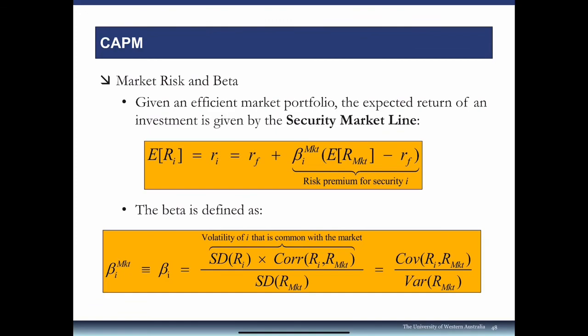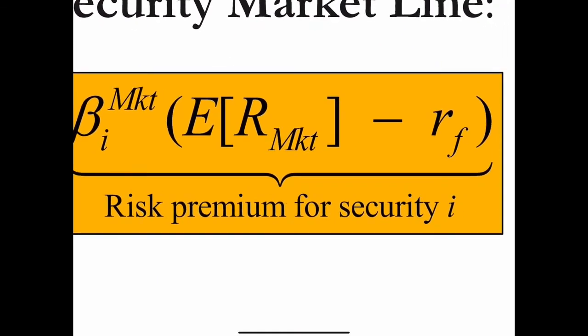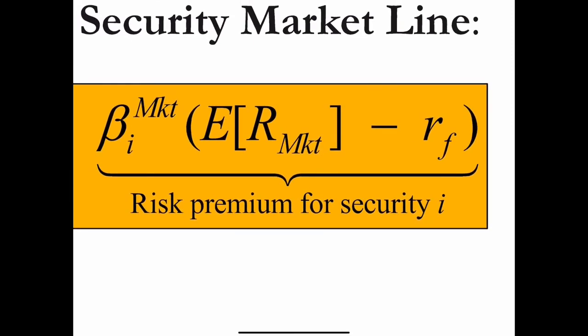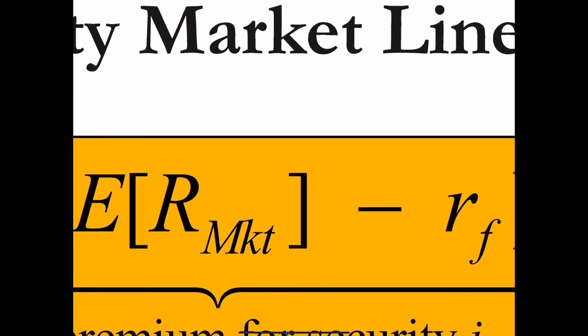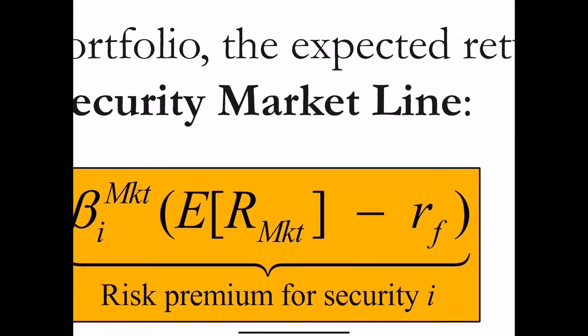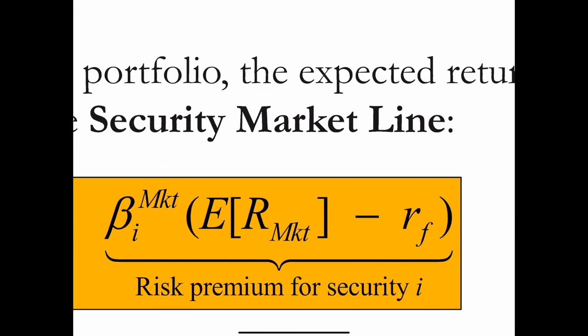And the whole term over here, if you can have a highlight, or something else, that whole term is the risk premium for security i. Beta of i with the market times the expected return of the market minus R_f, that whole term is the risk premium for security i. And the term in the middle, E[R_m] minus R_f, is the market risk premium. Because for the market, the beta will be one, since the beta of the market with itself is just one.